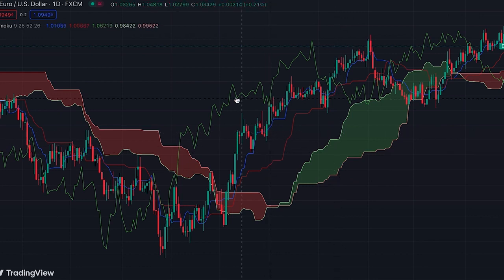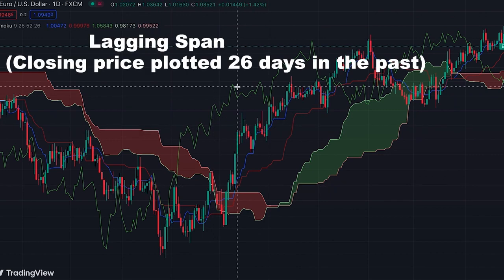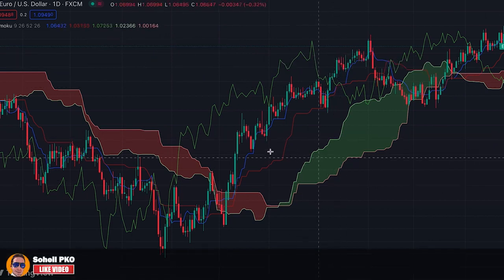And the last one, this dark green line that sometimes moves close to the price action and at other times far from the price action, is called the lagging span, and it's actually the closing price that is plotted 26 days in the past. Alright, now let's see how we interpret this indicator and use it for trading. The most important component of this indicator is the cloud, and as I just explained, it is formed based on these two lines, leading span A and leading span B.